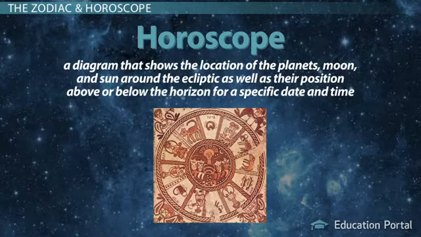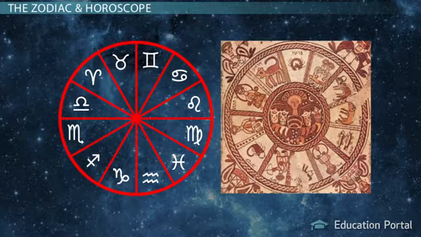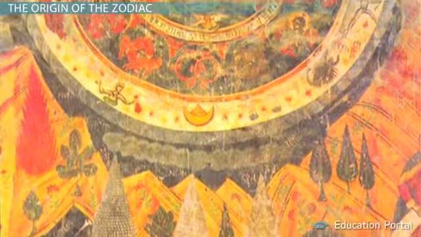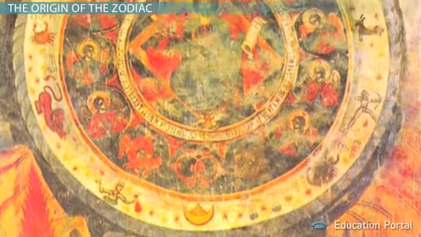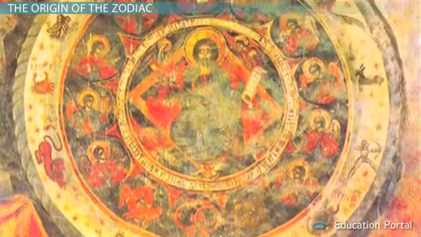A horoscope is a diagram that shows the location of the planets, moon, and sun around the ecliptic, as well as their position above or below the horizon for a specific date and time. The horoscope and the signs of the zodiac are not important in modern astronomy. The history of the zodiac is quite interesting, as it is a very important ancient concept despite its uselessness today.